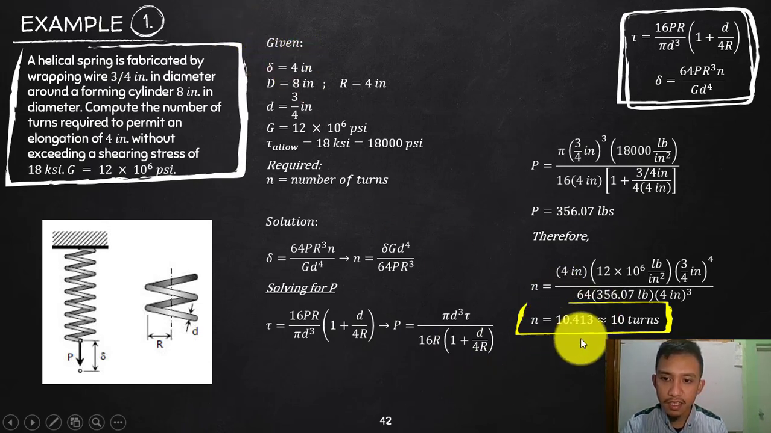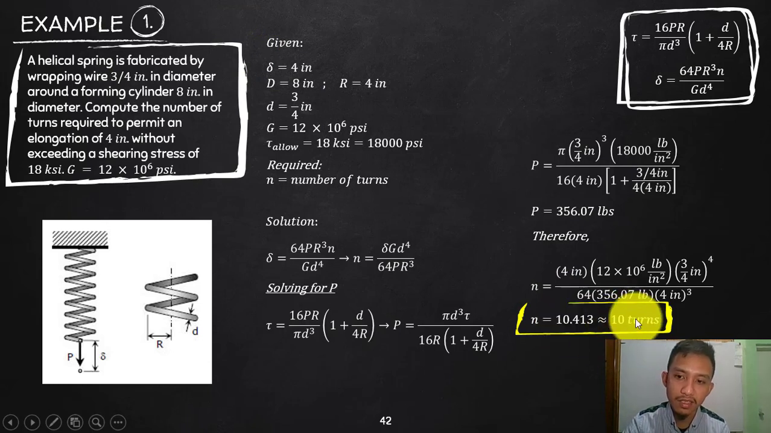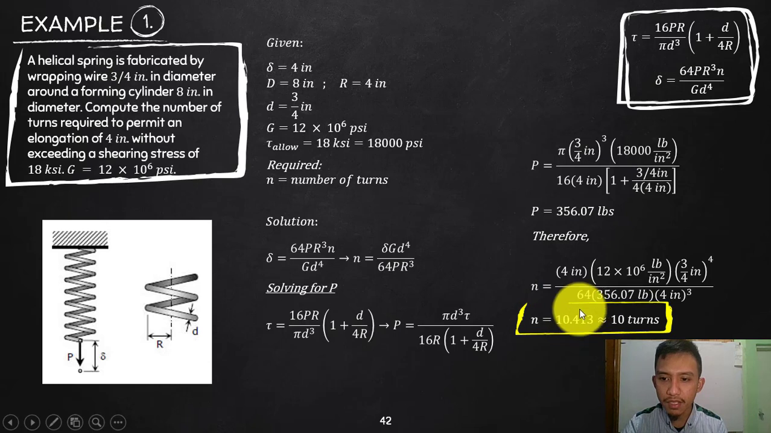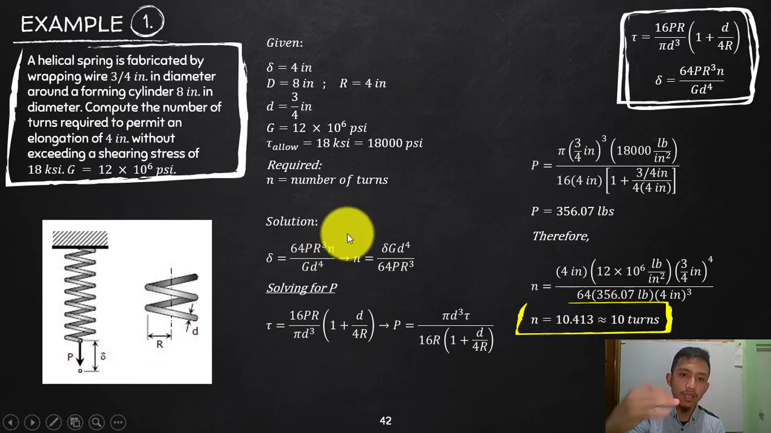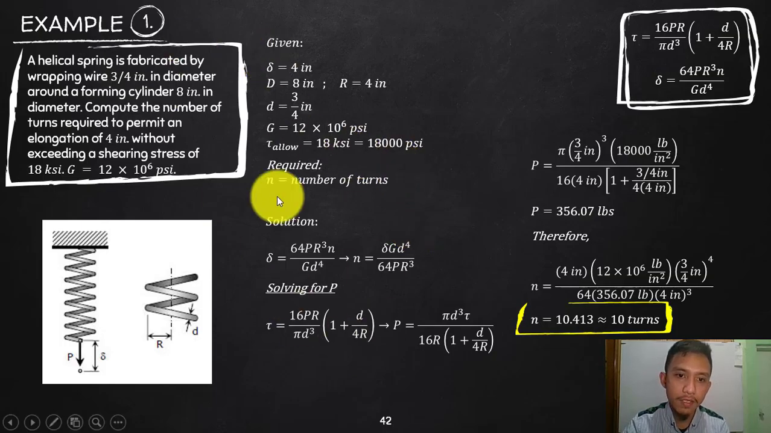Since again, we cannot measure the 10.413 turns, I'd rather put it in a whole number, 10 turns. Or maybe you can say 10.5, maybe you can measure the 0.5. But that type of decimal, you cannot do that. So maybe we can round it up or round it down. Again, that is the reason we are rounding down the n, because a bigger number of turns will make this one weaker. The smaller will make your spring stiffer. Okay, so that is for example number 1.